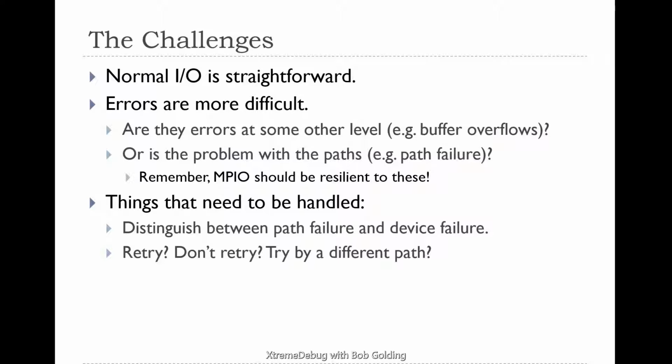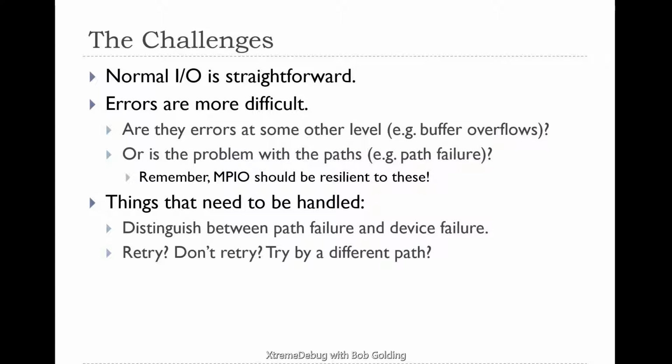In my previous presentation, we left off at the challenges regarding MPIO, and this is where we'll begin. The challenges are pretty obvious, I guess. Normal I/O is pretty straightforward, and errors are always more difficult. What kind of error is it? Does it happen at some other level, like a buffer overflow?